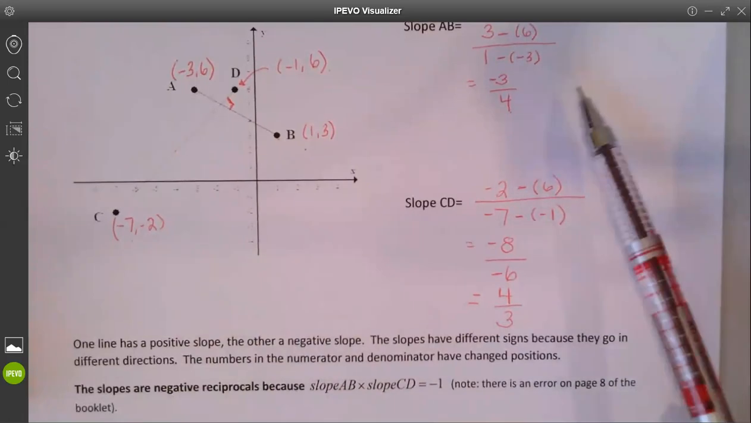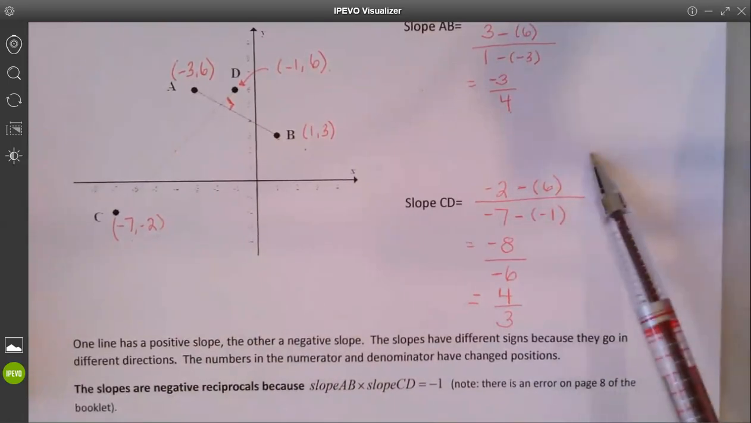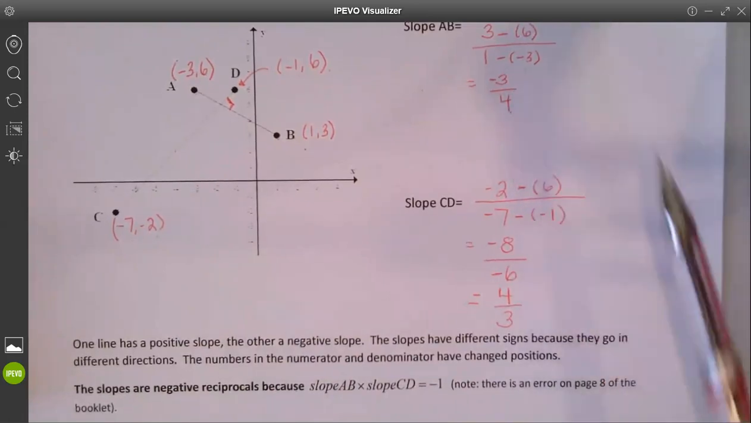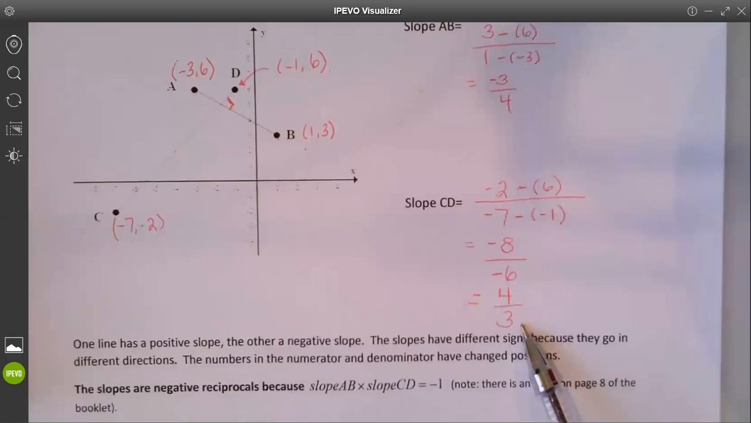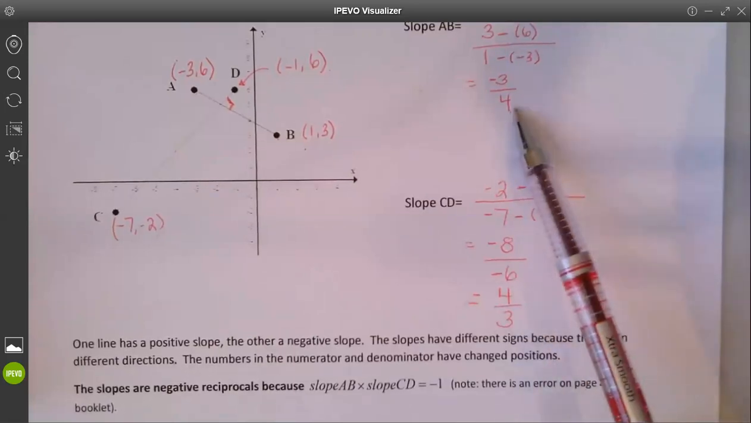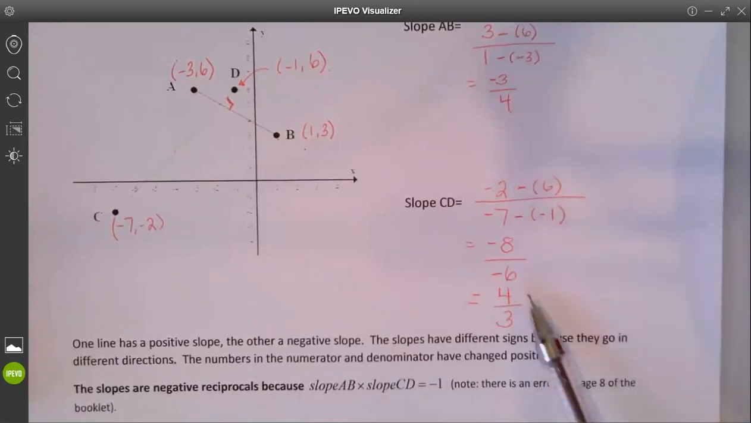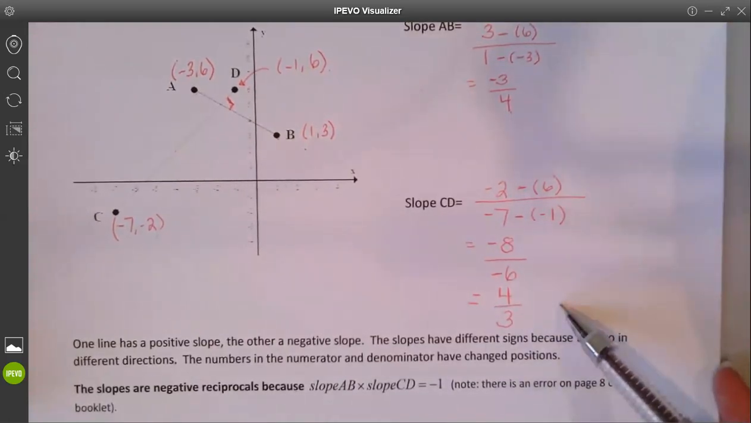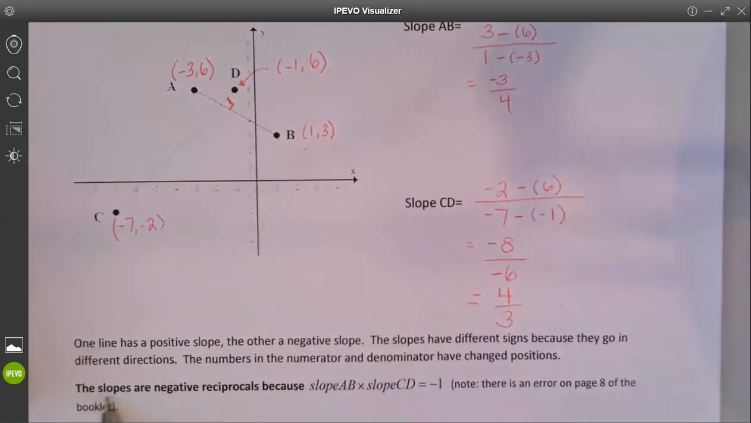Have a look at the numbers in the numerator and the denominator. What's happened? They have changed places. The 3 in the numerator up here is now in the denominator for line segment CD, and the 4 in the denominator for segment AB is now in the numerator. So the numbers have changed place and the sign has changed. The relationship between these two slopes is called negative reciprocals. The slopes are negative reciprocals because if we were to multiply the two slopes together, the answer would be -1.